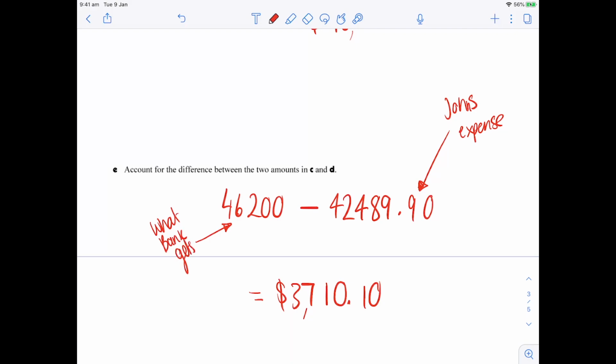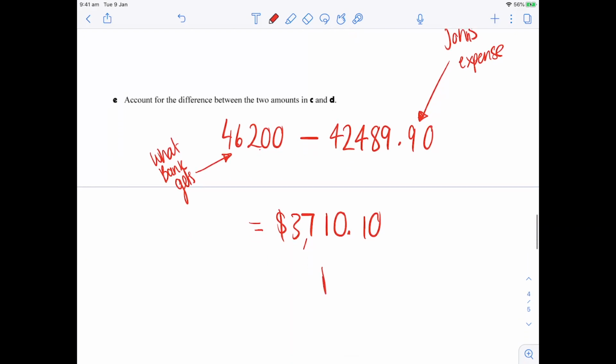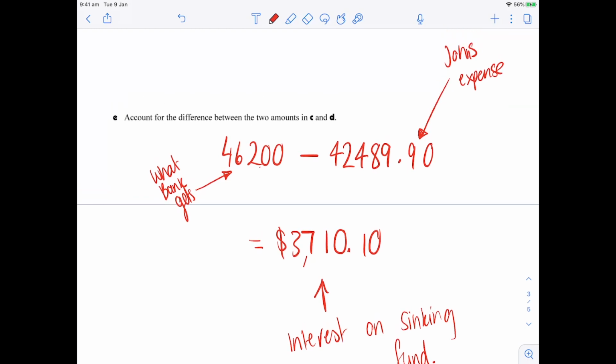And the reason that this amount is more is because this is how much interest the sinking fund gets. So that means that John actually earned $3,700 through interest that he could use to pay onto the loan.